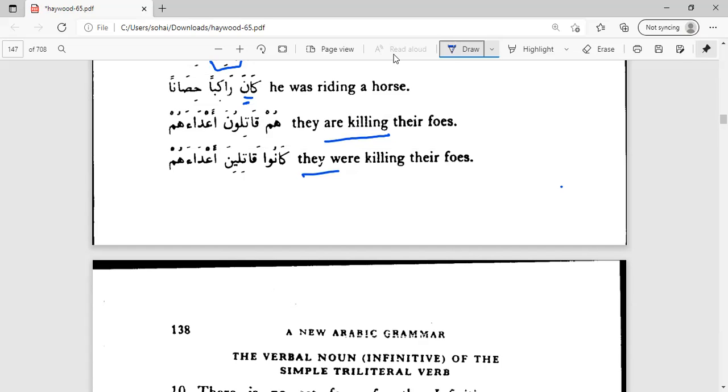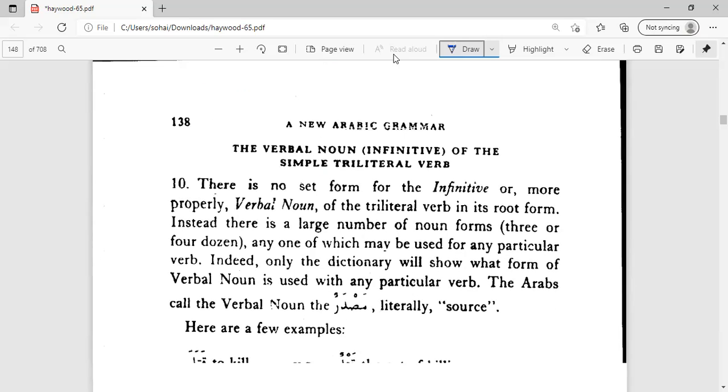Oh, here كانوا كاتلين أعداءهم. They were killing the foes. So katilin is the accusative, and أعداءهم is another direct object, so it's accusative as well.